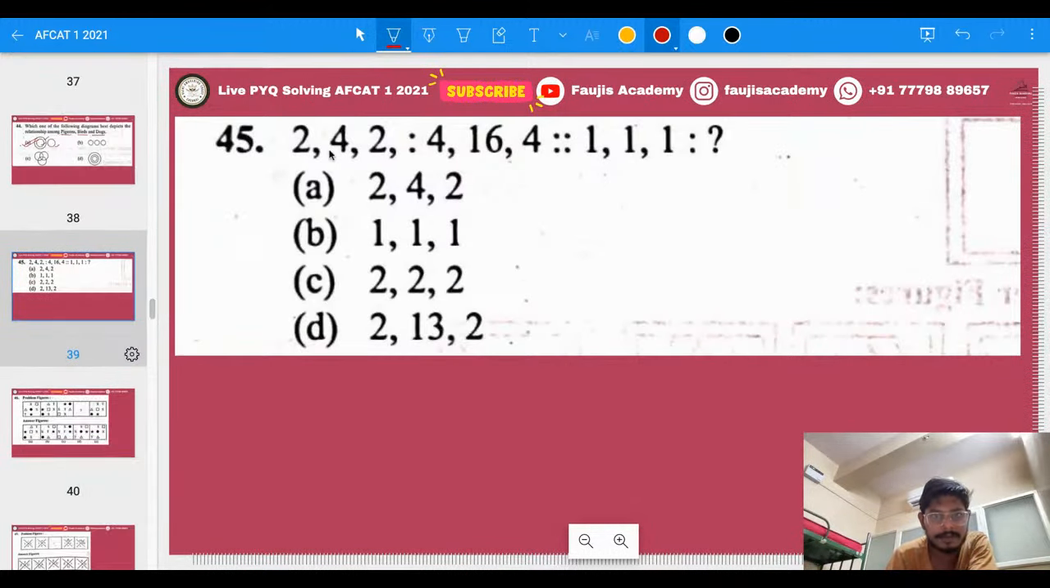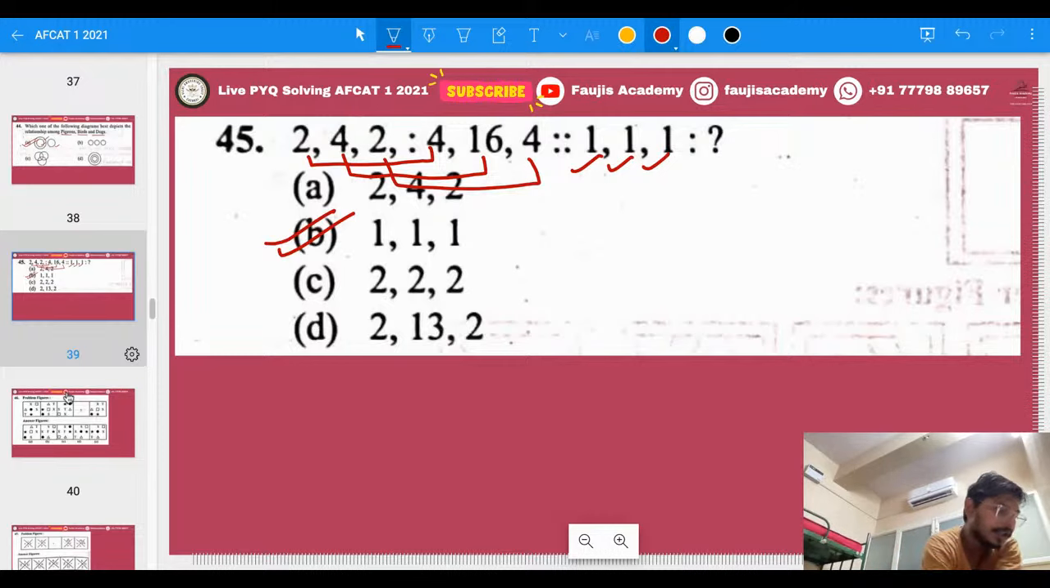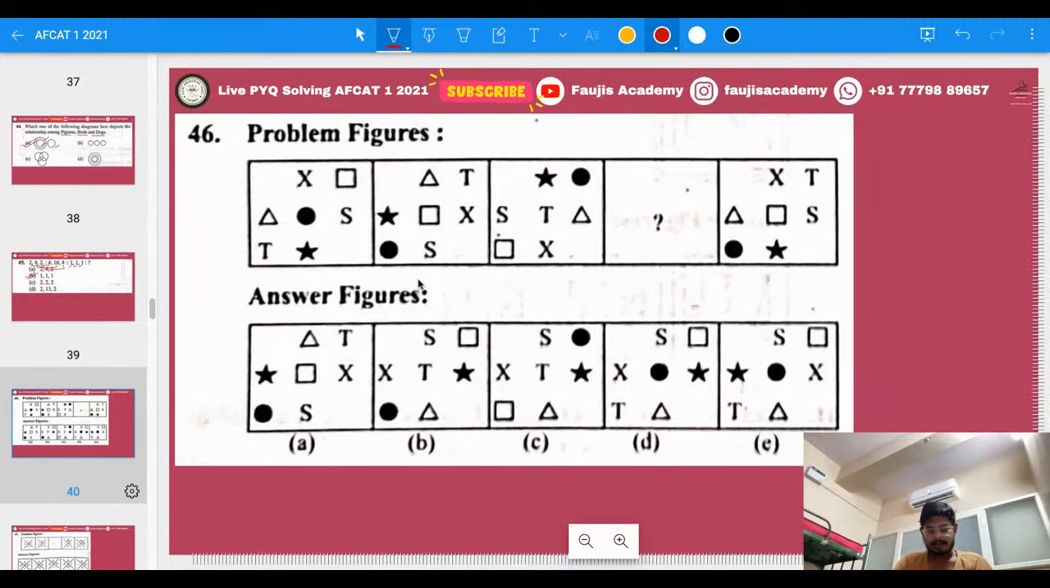Question number 45. Here to here, you square it. Here to here, you square it. Here to here, you square it. So the square of these three will be how much? 45 B, right? Isn't it, guys? 45 B, absolutely. That's correct. Okay, 46. Now tell me 46.